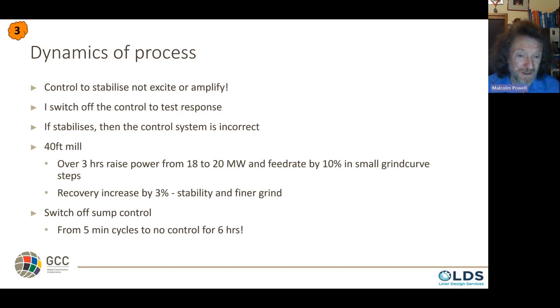The plant manager officially threw it out the next day and they got a new control system. The other thing is sump control.